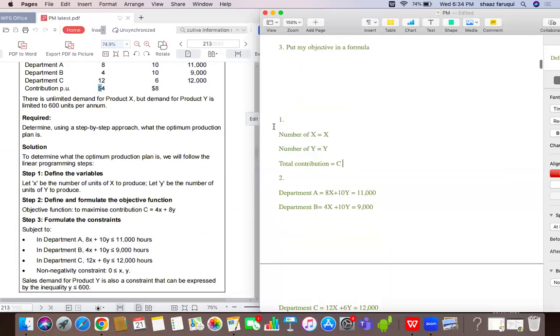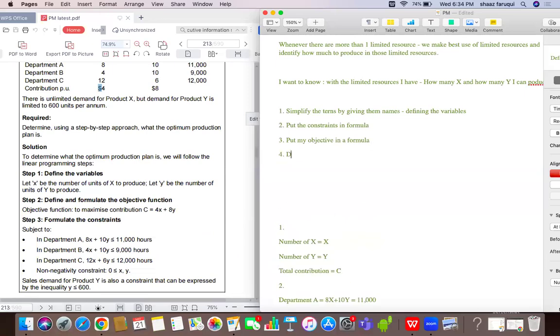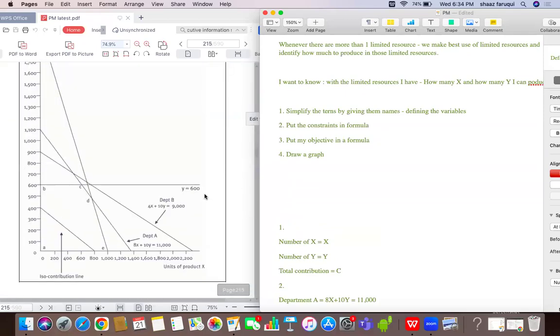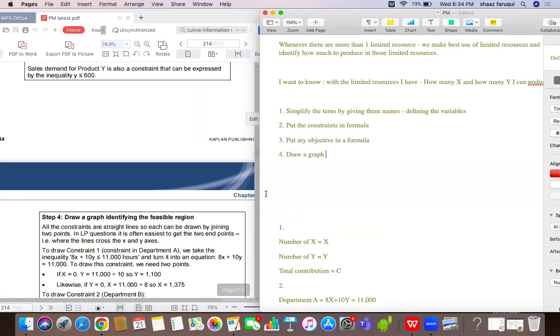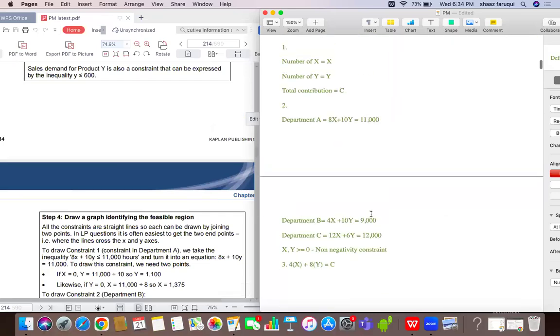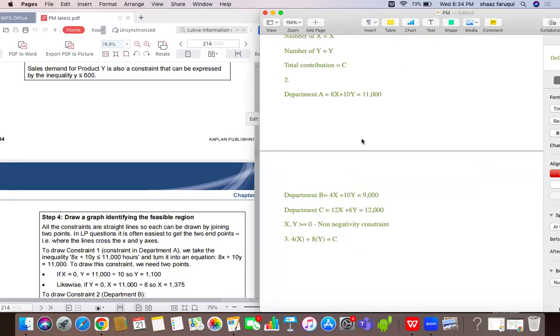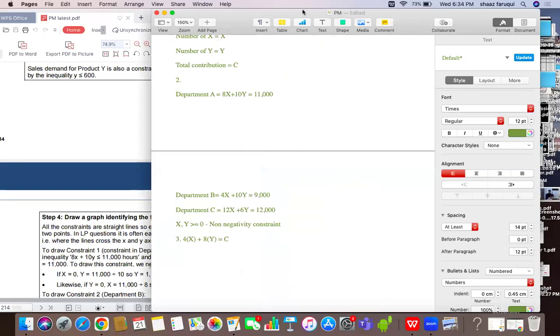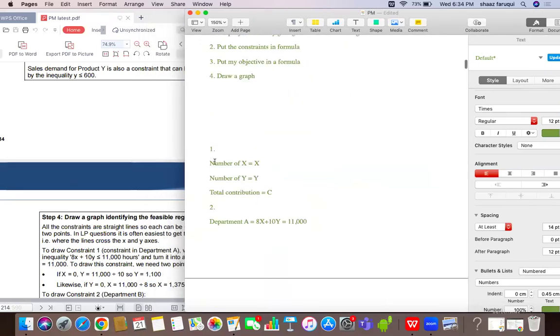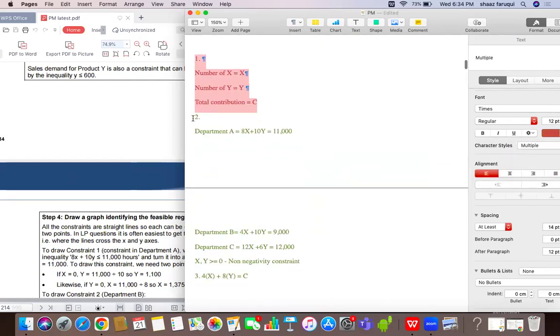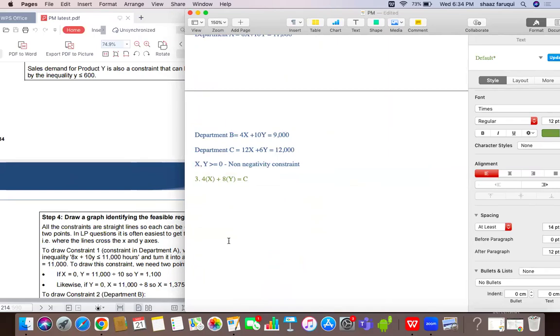Now this is where things get interesting. Draw a graph. I will draw the graph, but finally I will show you the textbook graph for the sake of neatness, because here I'll not be able to draw the graph neatly. How do I draw the graph? I have to plot my constraints on the graph. Again, I'm going to close the textbook now. This is step 1. This is step 2. This is step 3. Now I have to plot my constraints on a graph.